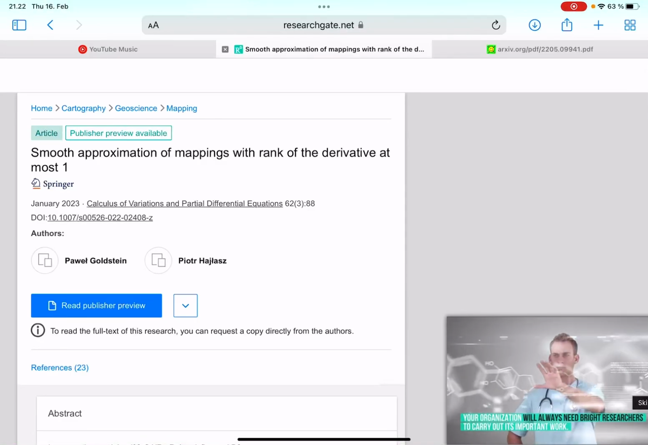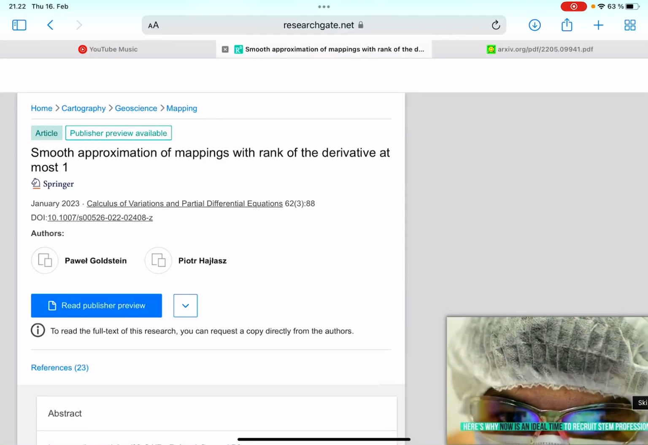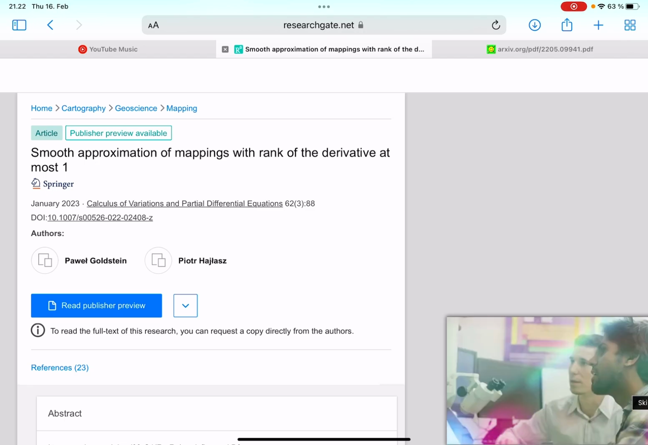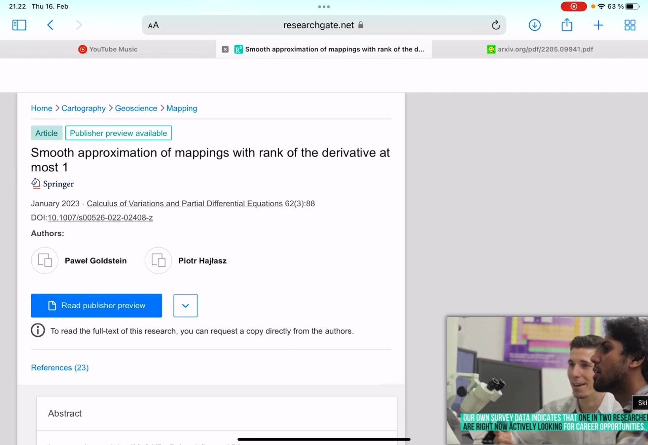Hello and welcome to another paper review. So the paper we're going to look at is "Smooth approximation of mappings with rank of the derivative at most 1".